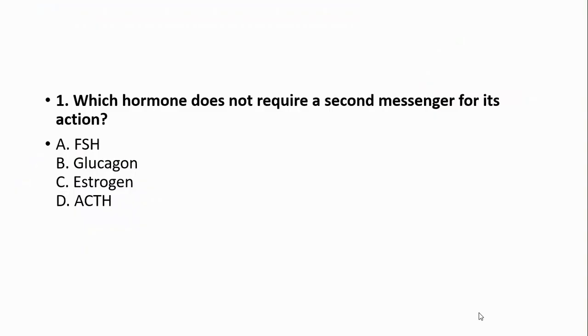Estrogen. You know why? Estrogen is a steroid hormone, lipid soluble, and enters the cell to bind with intracellular or nuclear receptors, directly affecting gene transcription. Peptide hormones like FSH, ACTH, and glucagon act through second messenger systems, mostly cyclic AMP. I hope you understand. Let us go to the second question.